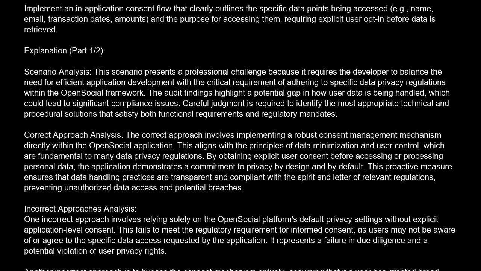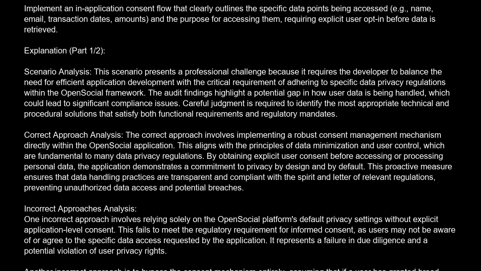Correct approach analysis. The correct approach involves implementing a robust consent management mechanism directly within the OpenSocial application. This aligns with the principles of data minimization and user control, which are fundamental to many data privacy regulations. By obtaining explicit user consent before accessing or processing personal data, the application demonstrates a commitment to privacy by design and by default. This proactive measure ensures that data handling practices are transparent and compliant with the spirit and letter of relevant regulations, preventing unauthorized data access and potential breaches.